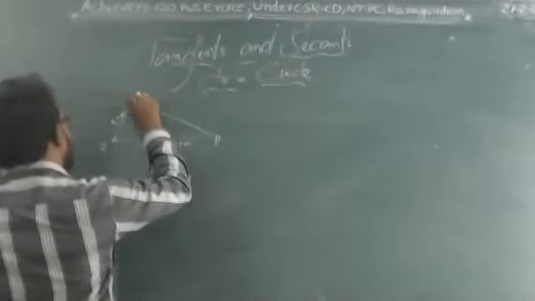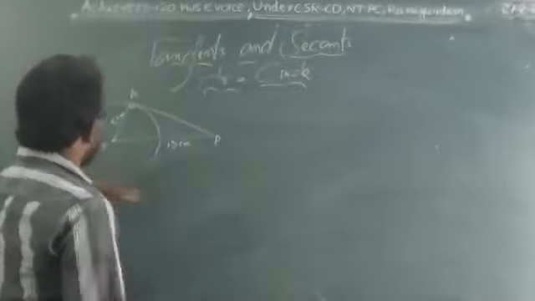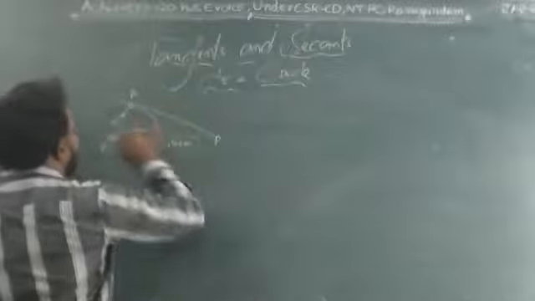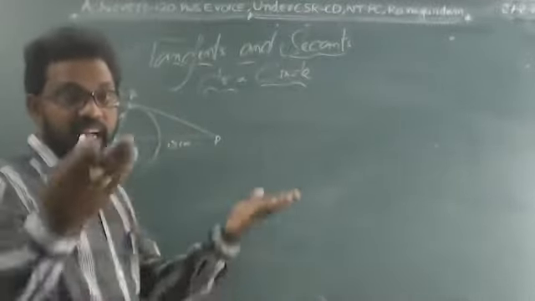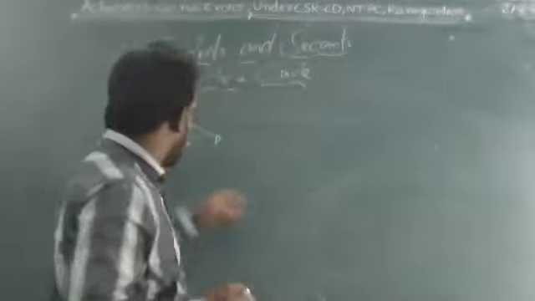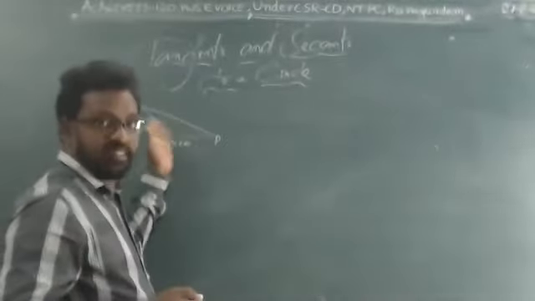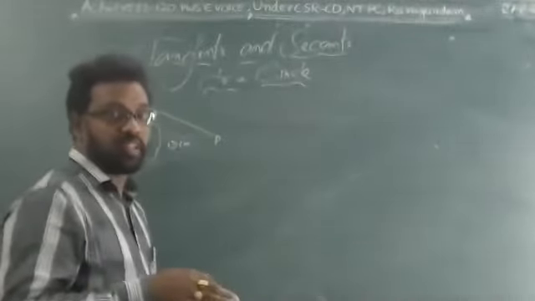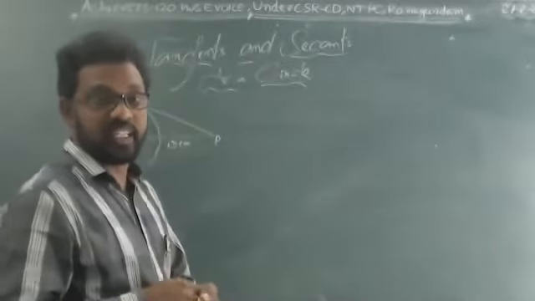Let us take this point as A, and the other point is P. Yes, you can see this is a right angle triangle. If it is a right angle triangle, by Pythagoras you can find this length. We don't have the angle here. If we knew the angle, we could go with trigonometry. So very easy, right?